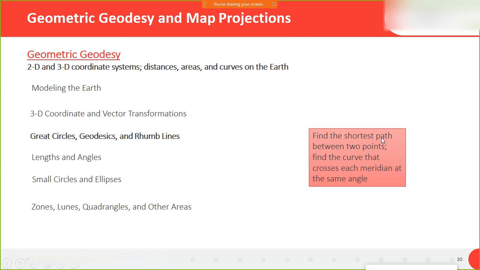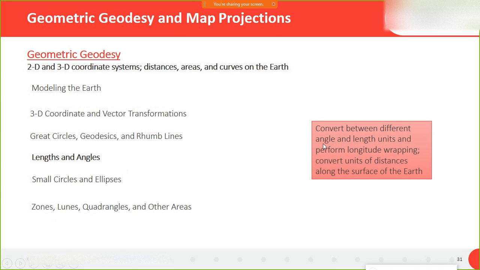Plus, if you have to find out the shortest path between 2 points, that is the rhomb lines. That also we can do. We can extract this kind of things also. Or if you have to find some kind of curves, or if you have to find out the great circles, we can do this kind of analysis also here.